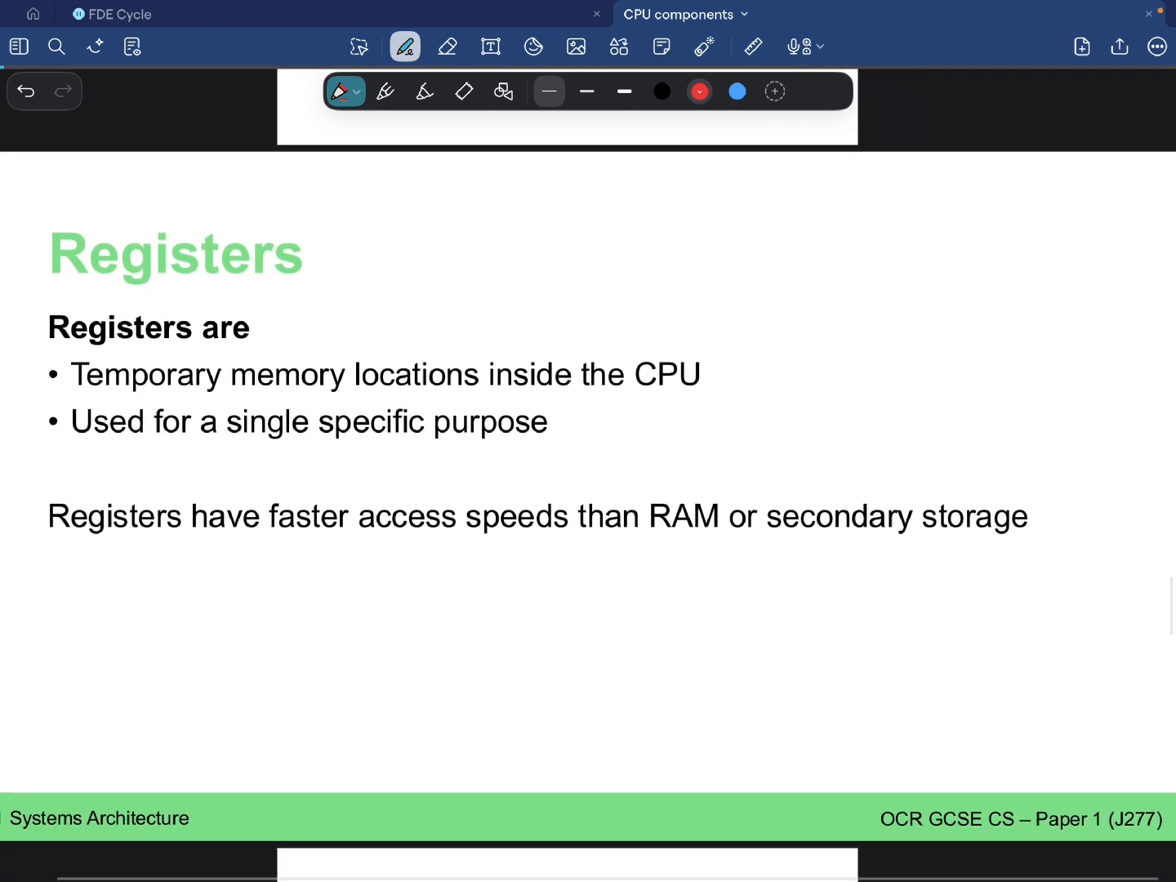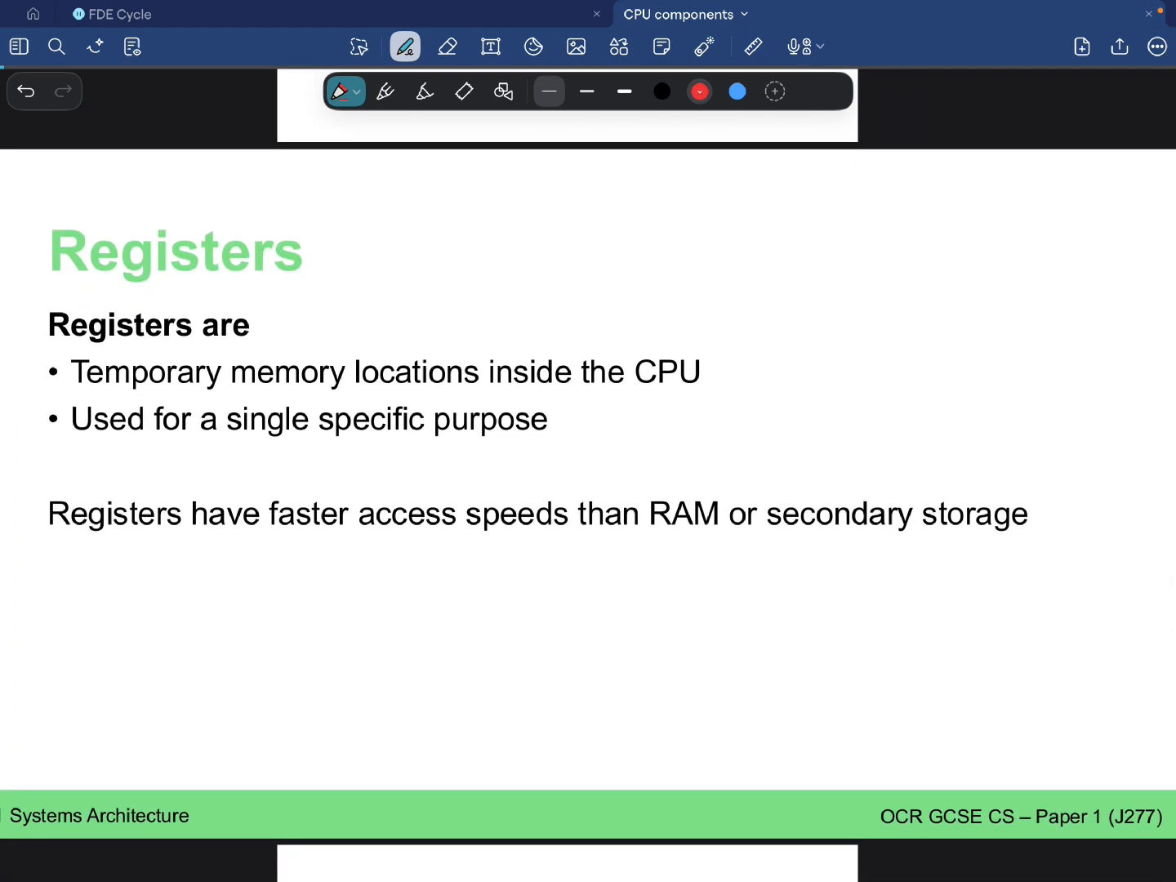Now here we've got the registers. Registers are essentially just temporary memory or storage locations inside the CPU. They are used for a single specific purpose. So registers have faster access speeds than RAM or secondary storage. We can ignore secondary storage for now because we haven't done this yet.